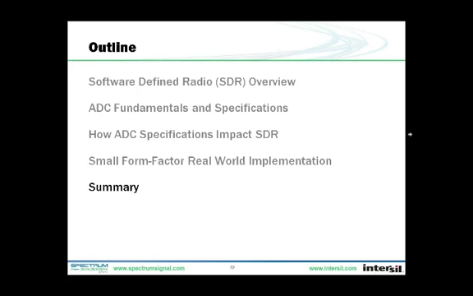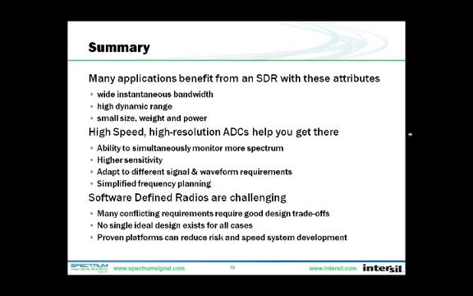That's as far as we'll take the signal processing chain today in our real-world example. So now I'd like to summarize what we've talked about today. Many applications can benefit from an SDR that has wide instantaneous bandwidth, high dynamic range, and small size, weight, and power consumption. These applications include things that are small and go fast, things that are portable, things that need to observe a large amount of spectrum all at the same time, and things that need to be future-proof by having flexibility. A high-speed, high-resolution ADC can help get you where you need to go by providing more flexibility.